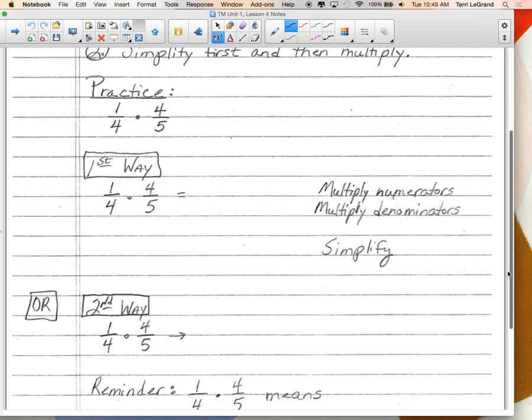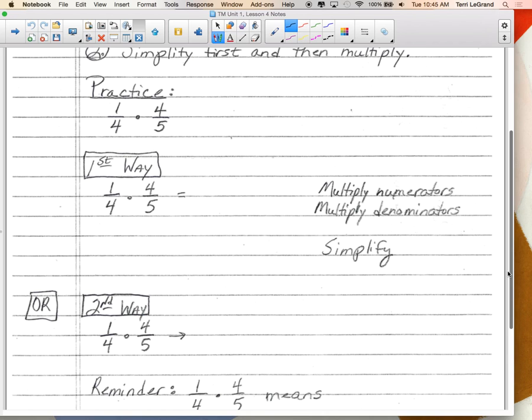So the first one we're going to practice is 1/4 times 4/5. Okay, what does that mean again? 1/4 times 4/5. Charlie? 1/4 what? Of 4/5, right? How much is 1/4 of 4/5?